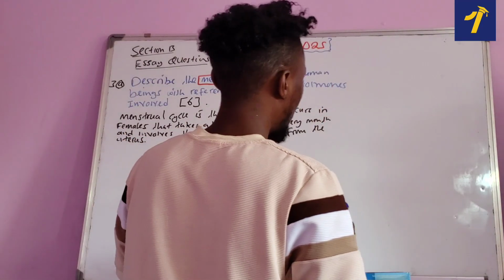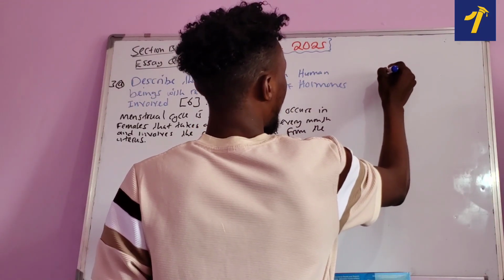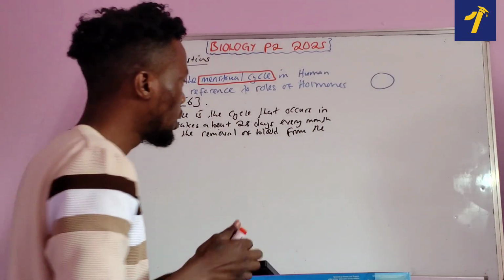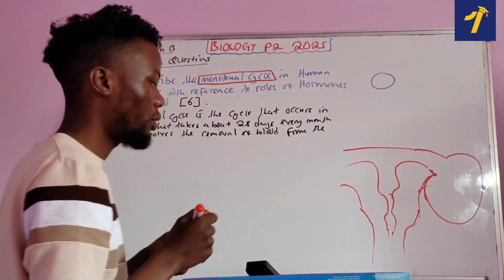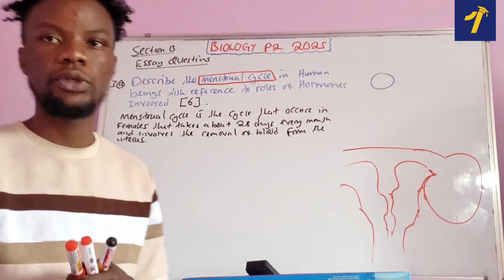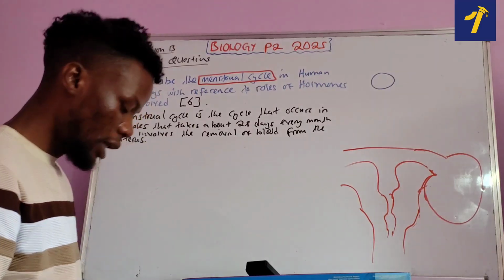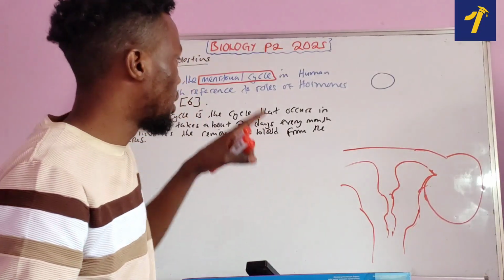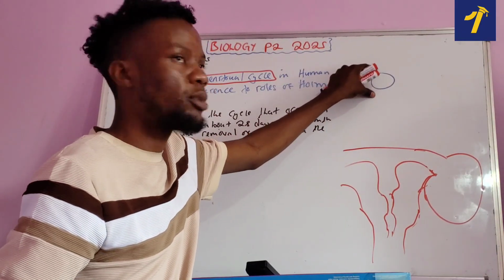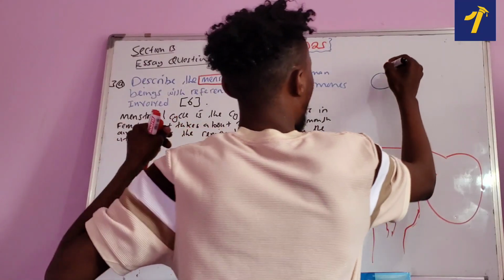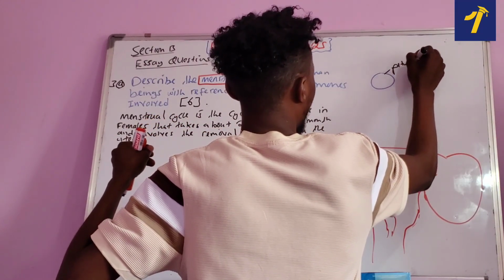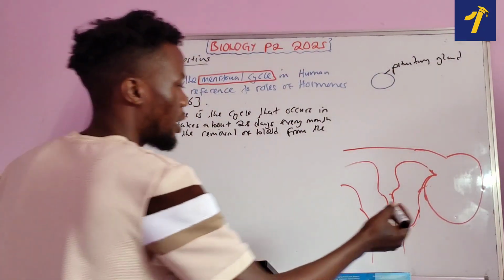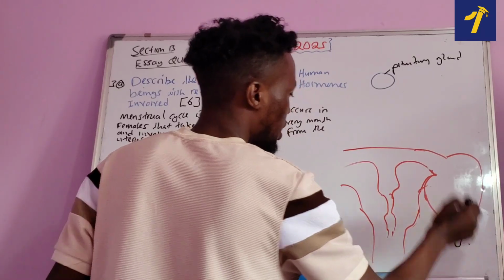So let's say I'll just use a simple diagram. Okay, this is the pituitary gland, and this one, basically this is the female reproductive system. Now, menstrual cycle is going to depend on some certain hormones that we'll talk about. So this is what we call the pituitary gland, and these are what we call the ovaries, or the ovary.